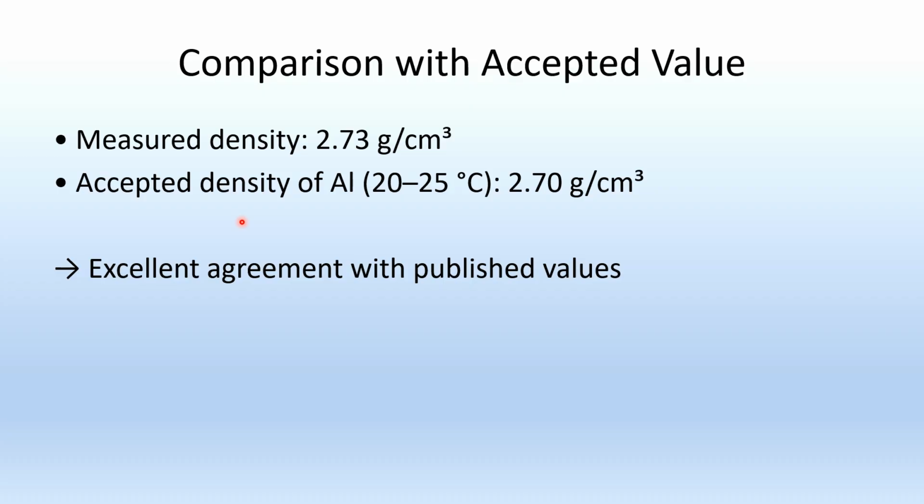Now let's see how we did compared to accepted values. Our measured density was 2.73 grams per cubic centimeter. The accepted value for aluminum at room temperature, and that's what this is, a room temperature measurement, is 2.70 grams per cubic centimeter. So this is really a very close agreement to the published values. The measurement was reasonably accurate compared to what it should have been.